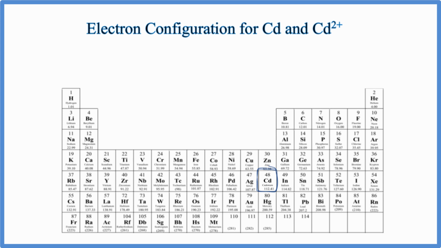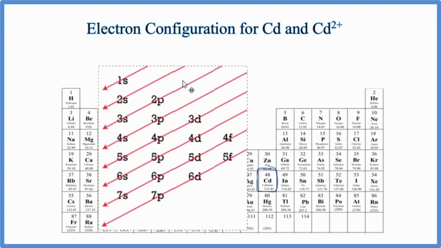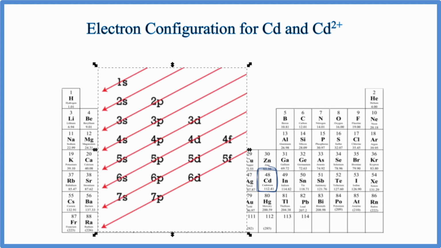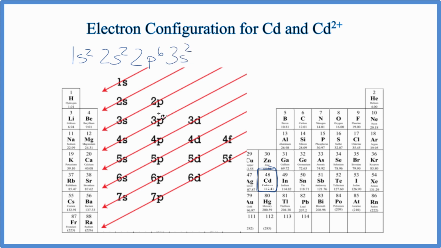There's 2 ways we can do this. So the first way that you might be familiar with is we can use this chart here. So let's start with this, then we'll do another way that's really useful to think about this. This chart here is kind of mechanical, really, in a sense. We just keep following these arrows. So we need to get to 48. We have 1s2, s holds up to 2, 2s2, 2p, which holds up to 6, 3s2, 3p6, 4s2.